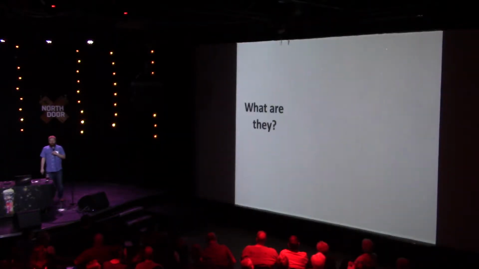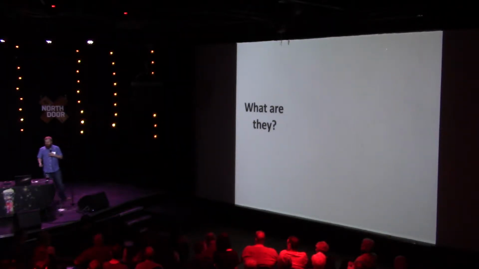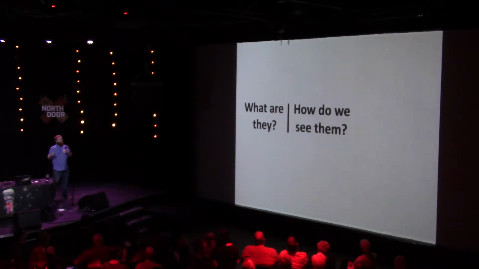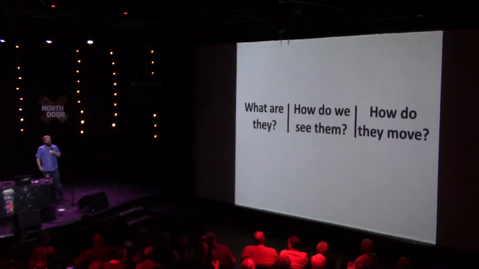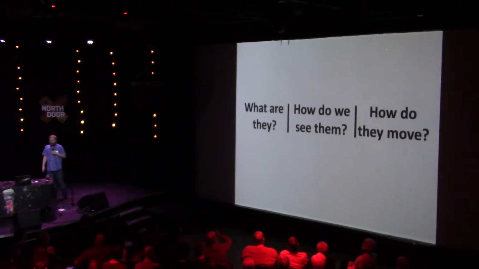And so I'm going to talk a little bit about what they are, and in particular the history of how we discovered cosmic rays, which is somewhat recent. Then I'm going to talk about basically how do we observe them and how do we see them and infer their properties. And finally, I'm going to spend a little bit of time talking about how do they move and influence the rest of the universe.